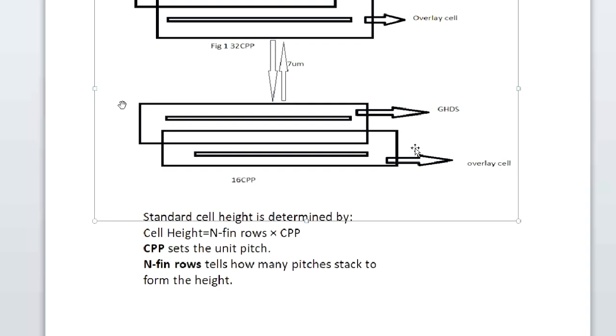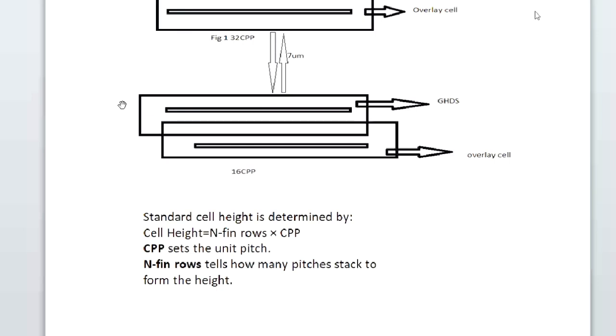All the power pins of this overlay cell are connected to the global power, global VDD, sorry, global VDD. Whatever the pins of that overlay cell, they are mapped with the UPF, and based upon that, they connect to the global VDDs and supply the power to the power switch.